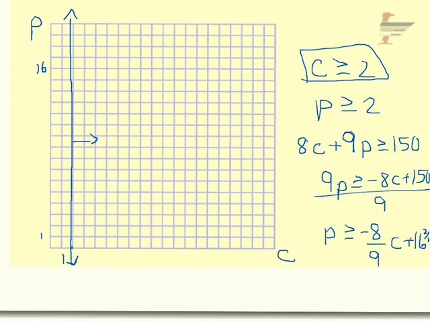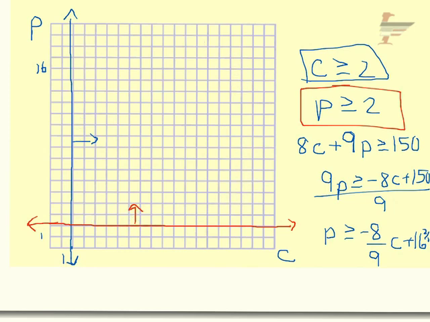Then P is greater than or equal to 2. So P equals 2 is right here, and that's also a nice solid line. And I want to be greater than that, so it's going to be shaded above. So far my region of shading intersects right here.